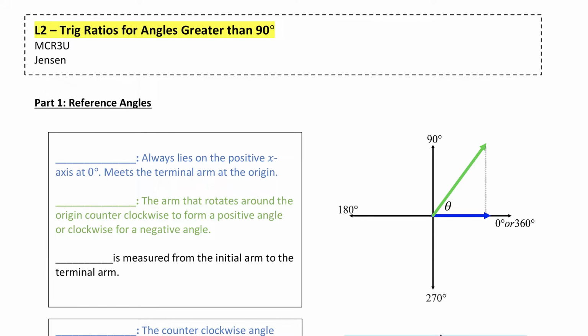Up until now, you've used sine, cos, and tan to find angles or side lengths in triangles. But if you follow along, I'll extend your understanding of what these functions can be used for, and we'll start to work with angles bigger than what you would normally find inside of a triangle.